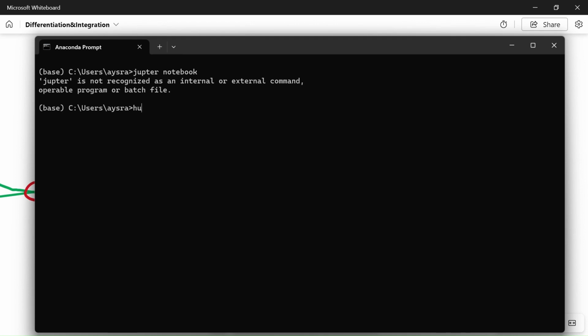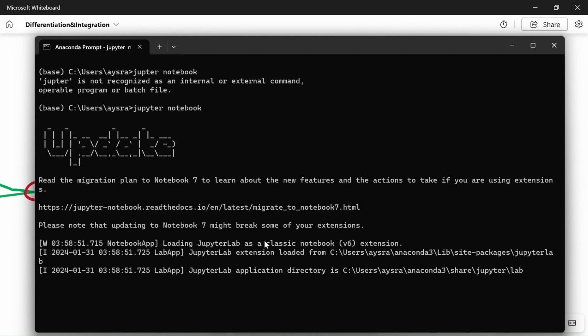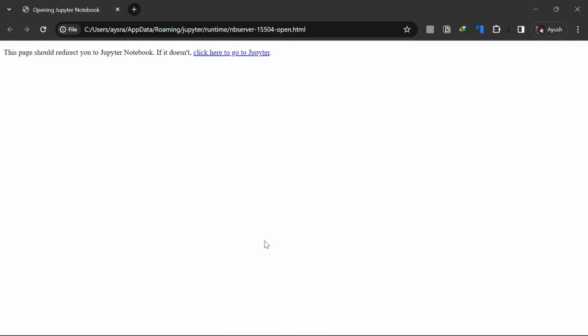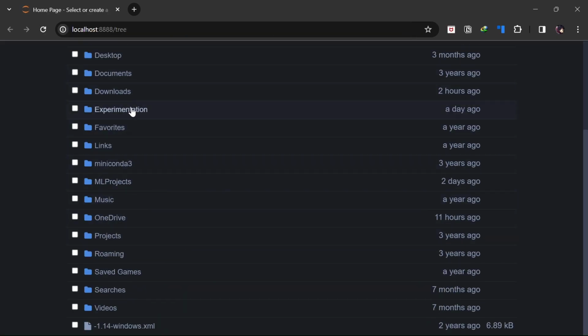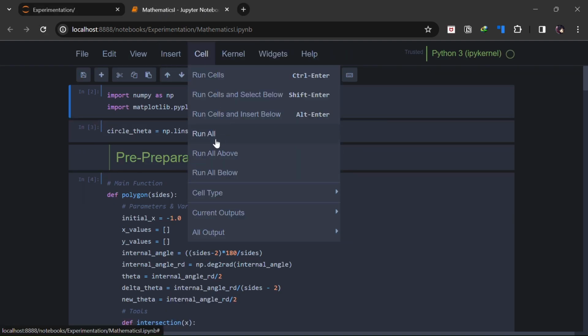Okay, I'm so sorry, I've spelled it wrong actually. Wait for a while till it is open in my browser. Okay. This is the program that I've made. Okay, so let me run all the cells first.